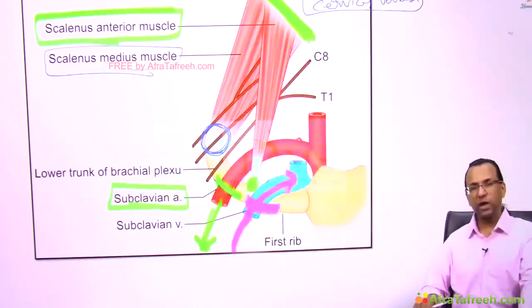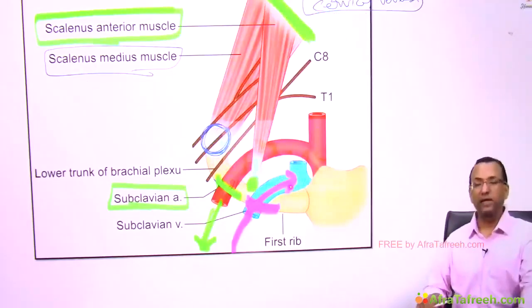Yes. Why is the vein anterior? Because veins have a chance of compression. They would like to stay more superficial. The artery is deep. And what is sandwiched between artery and vein? That is the scalenus anterior muscle attaching to the scalene tubercle.